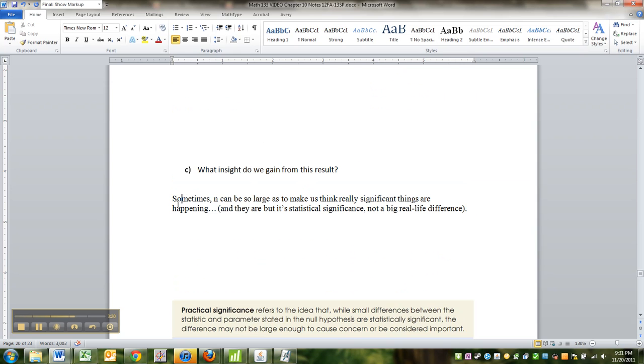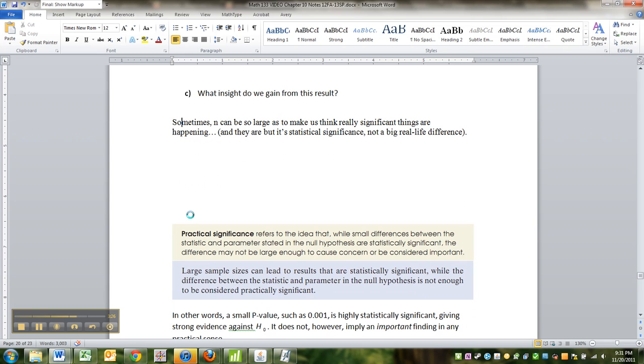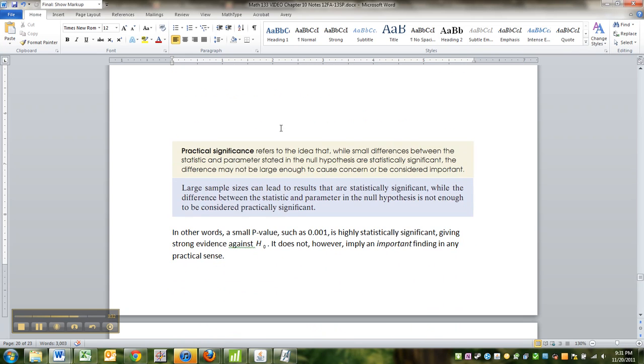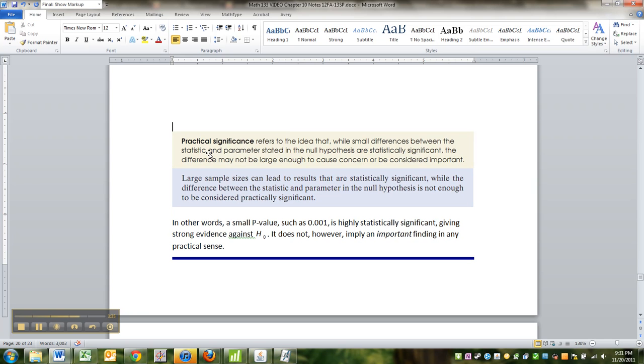All right, so what insight do we gain from this? Sometimes when n is really large, it can make us think that there's really significant things happening, but they're not. It's statistical significance, but not a really big real life difference. And that's what these boxes down here are talking about. There's an idea that small differences between the statistic and parameter stated in the null hypothesis are statistically significant, but the difference may not be large enough. In other words, having a really small p-value, such as 0.00006, for example, is highly statistically significant, giving strong evidence against the null hypothesis. But it does not imply an important finding that really makes any difference to, for example, if you want to go use the RANDBETWEEN function in Excel. It's not really going to change how you do it, right?